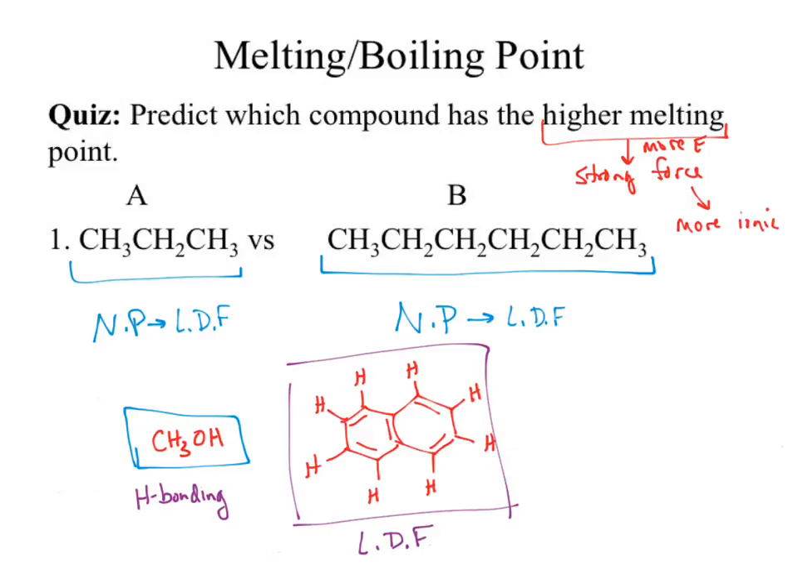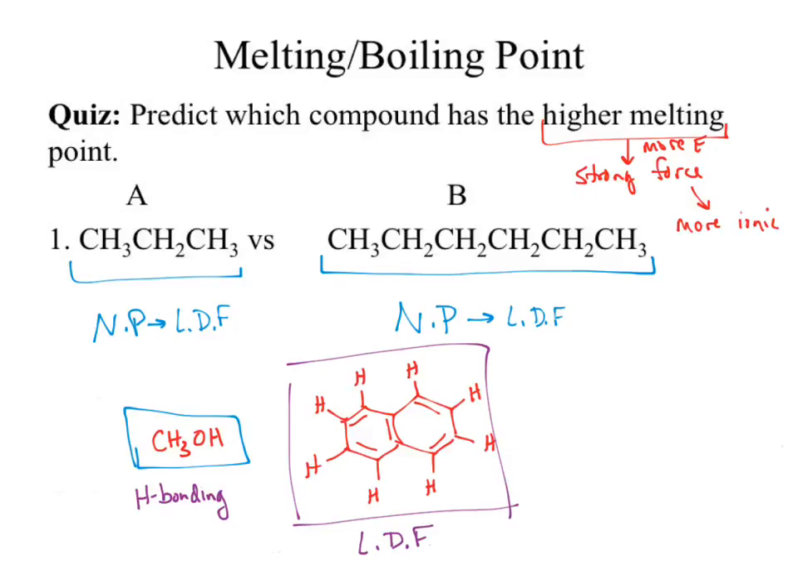But as we just did with A and B, what happened with number 1, A and B? The more atoms we had in our molecule, even if they were nonpolar covalent bonds, we had more forces. More forces meant a higher melting point. When we move to this comparison here between methanol and naphthalene, what's going on? Naphthalene is so much larger. Even though it has weaker forces, it has a lot more of those weaker forces.